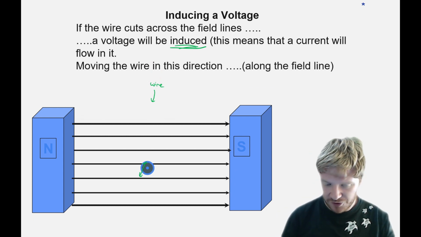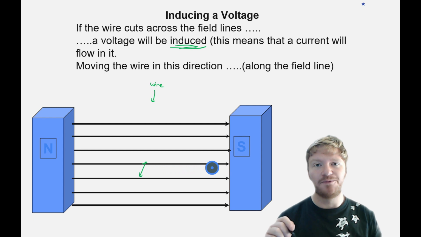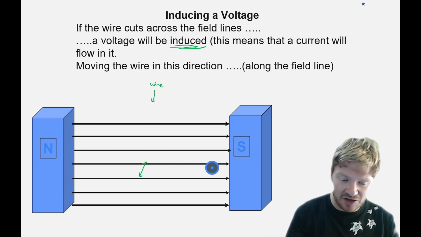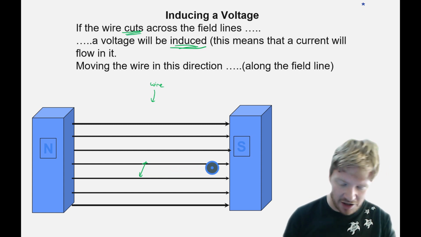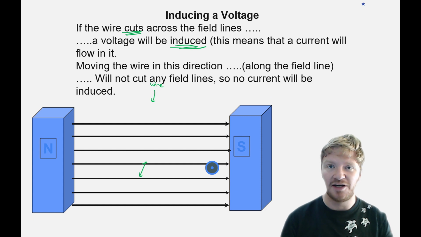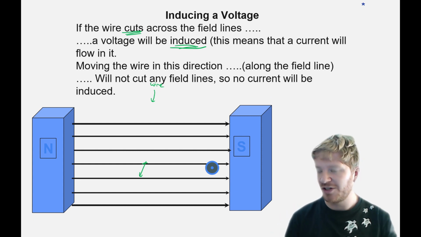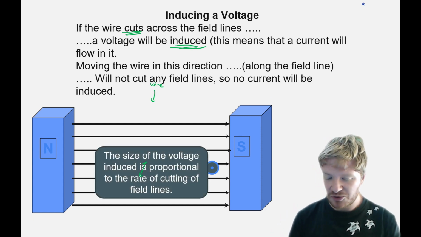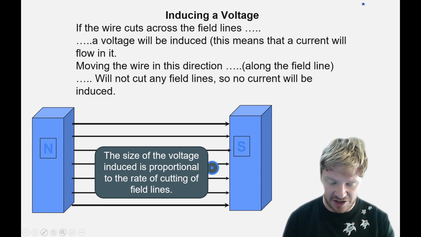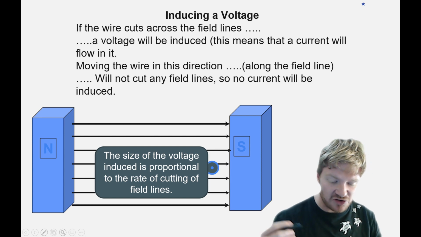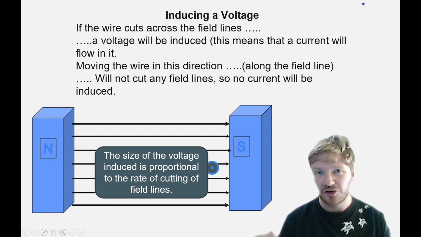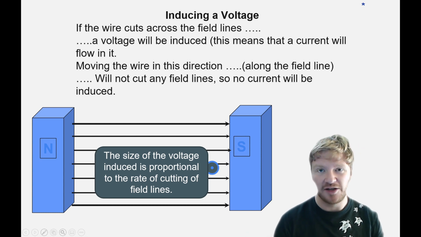What about if I move my wire in this direction? So I move it along the field lines. Well, in this case, I set up here that a wire has to cut field lines. If it doesn't do that, it's not cutting any field lines, so I don't get any voltage and I don't get any current. So that comes to the key definition that you need to know, or the key thing that you need to understand for this bit. Basically, the size of the voltage induced is proportional to the rate of cutting of field lines.